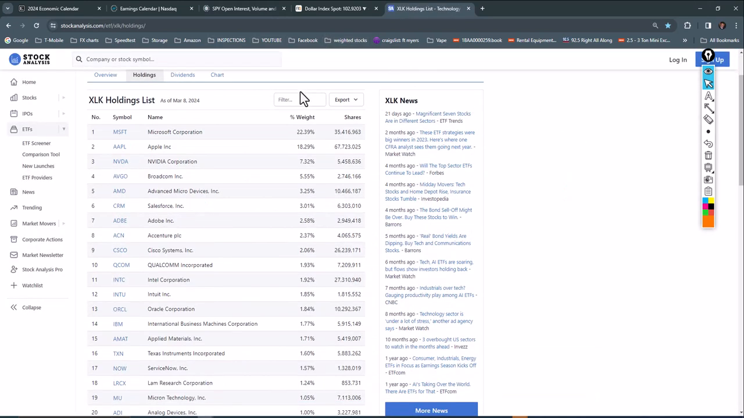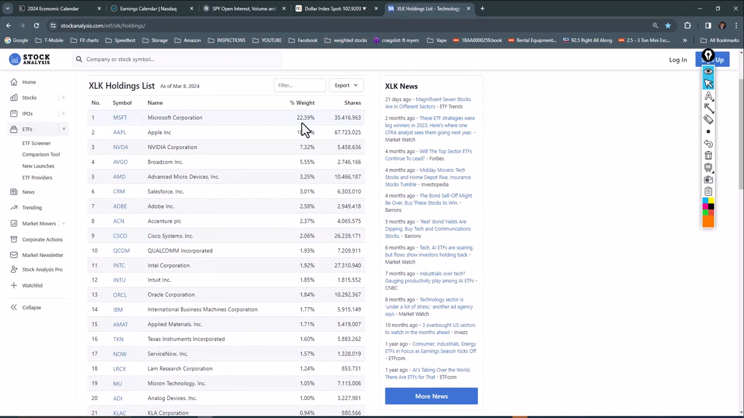So here's XLK. You can see Microsoft 22.23, Apple 18.29, NVIDIA 7.32. You can see watching these big ones right here can pretty much tell you where the rest of the market goes. So just by watching FNGU, you've got a leg up on which direction you want to trade.